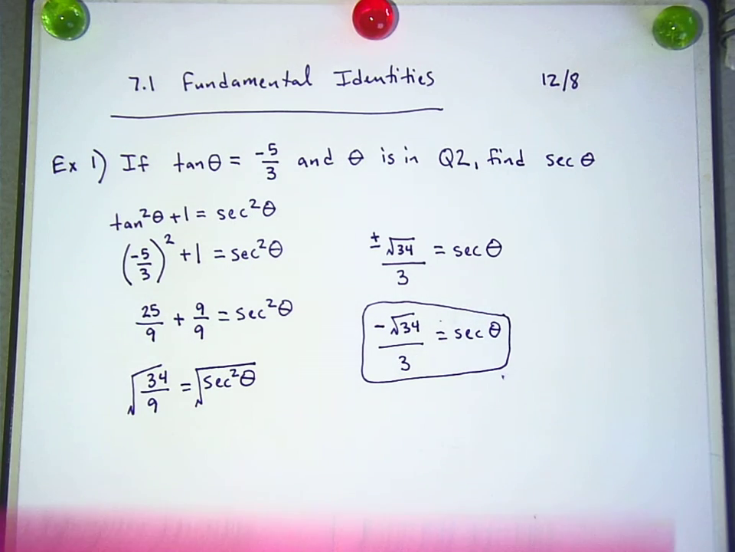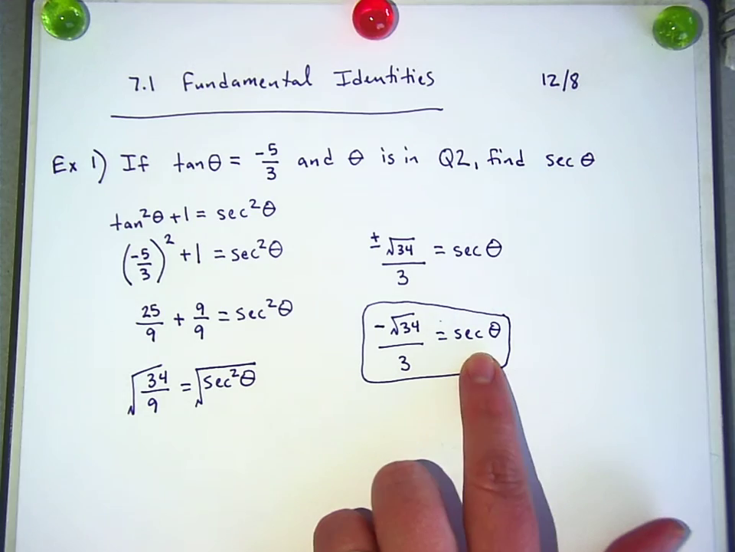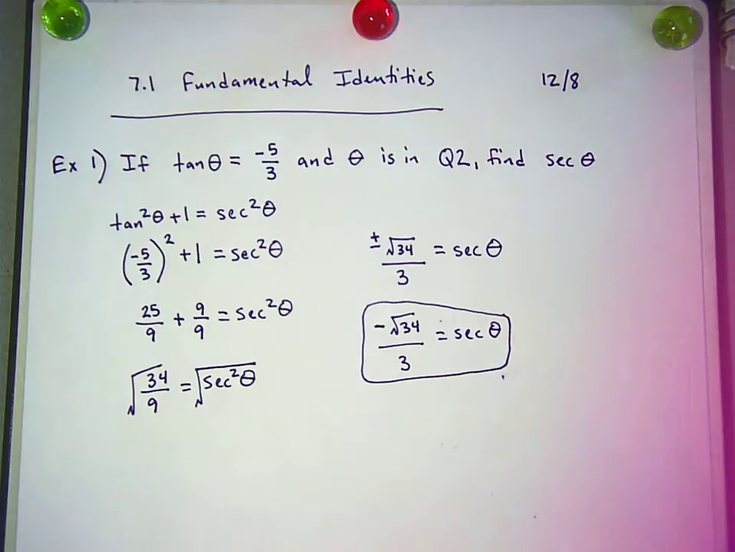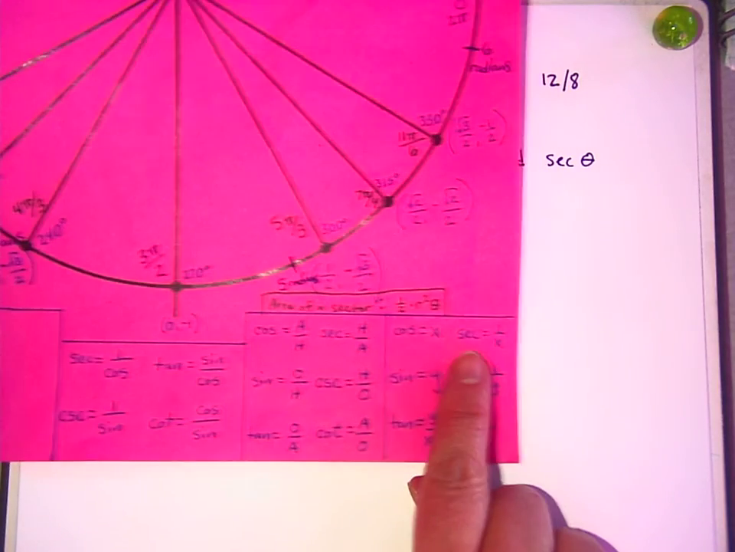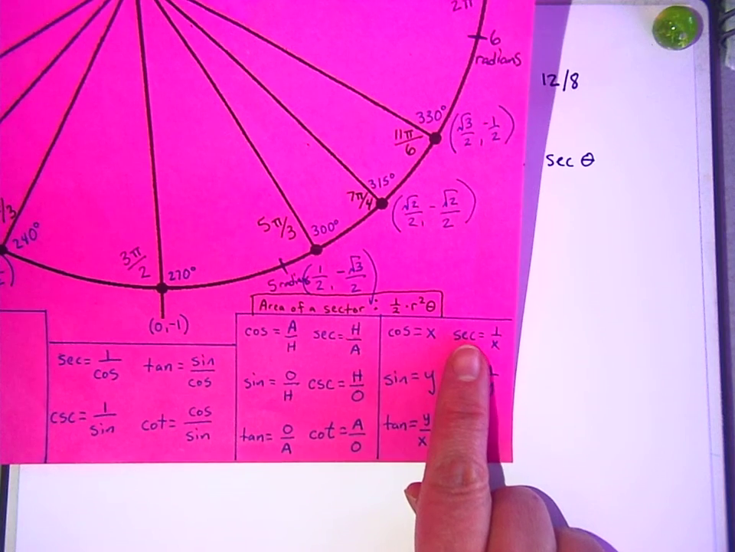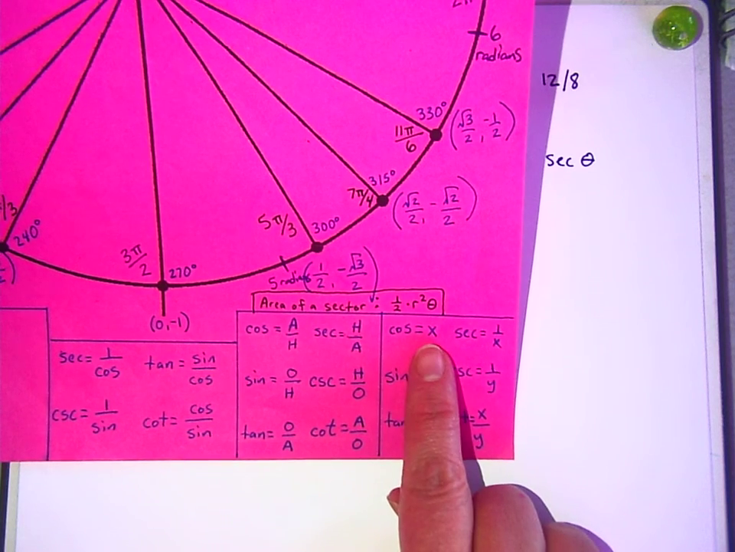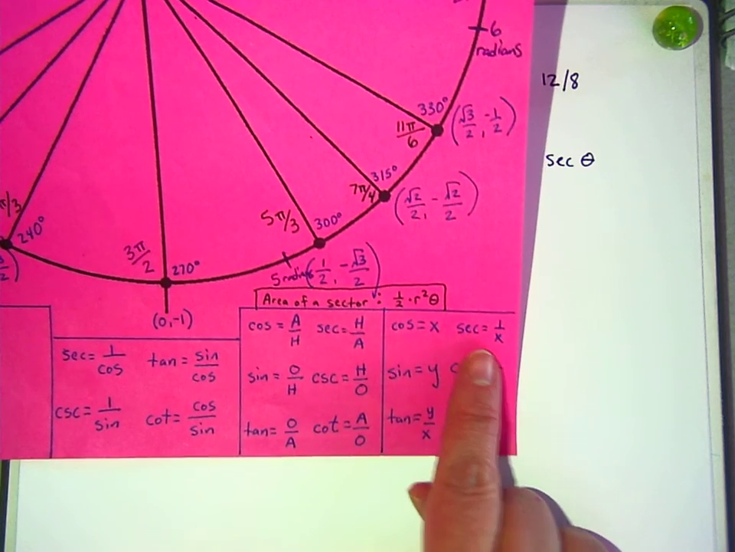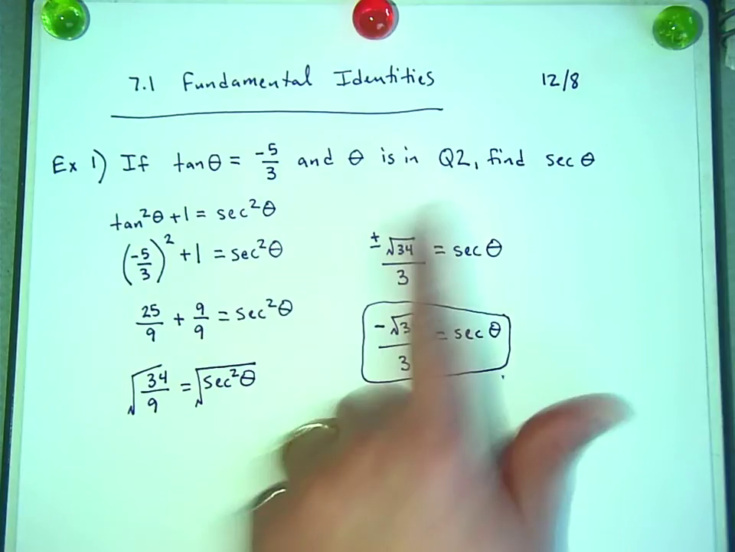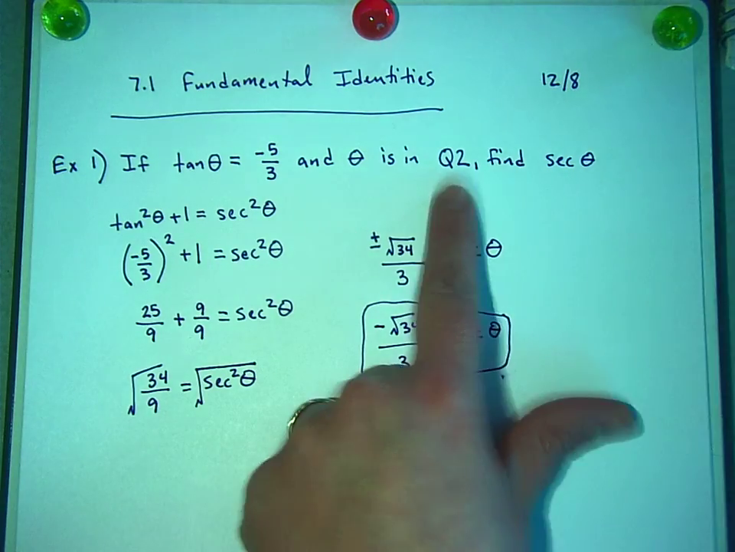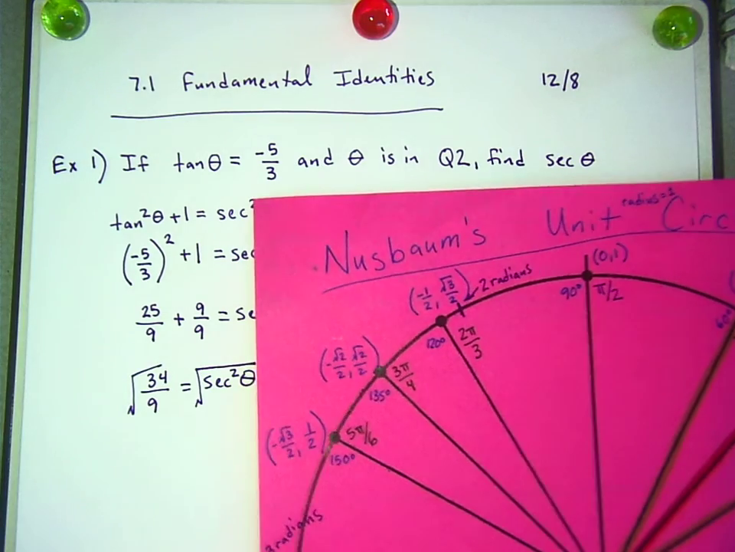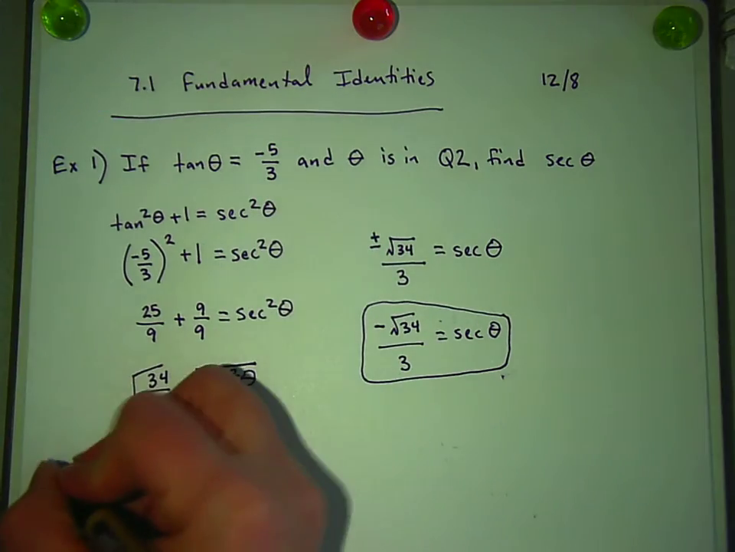Sure. Secant is the opposite of cosine, so whatever's happening to cosine is what's happening to secant. Do you remember how secant is 1 over x and cosine is x? If x was negative 5, then secant would also be negative. And if cosine was a positive 5, secant would also be positive. It says here that it's in quadrant 2. Cosine in quadrant 2 is negative, so I know secant's negative. Okay, thank you for asking.